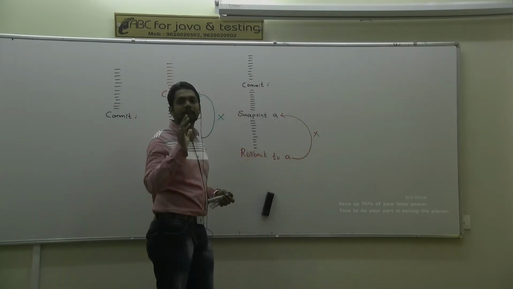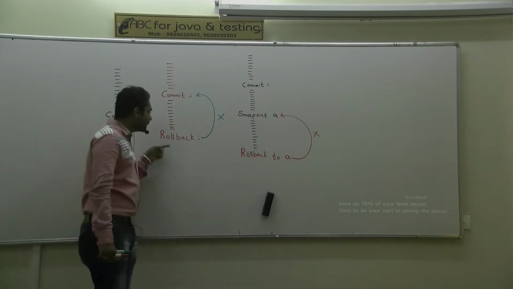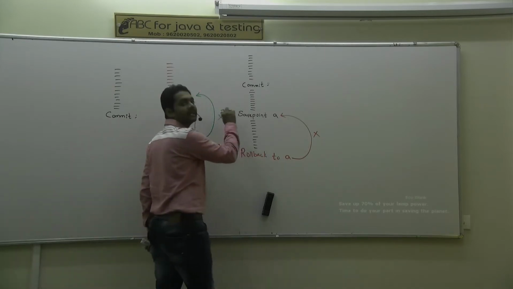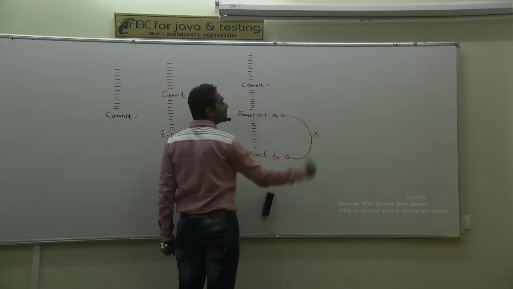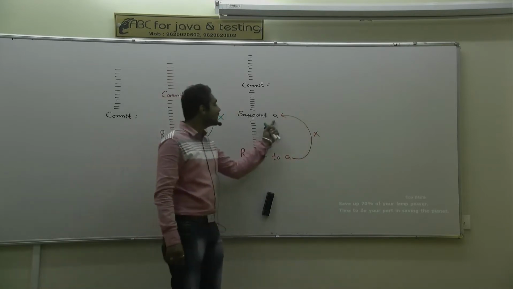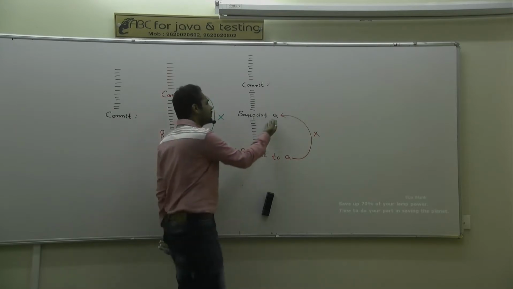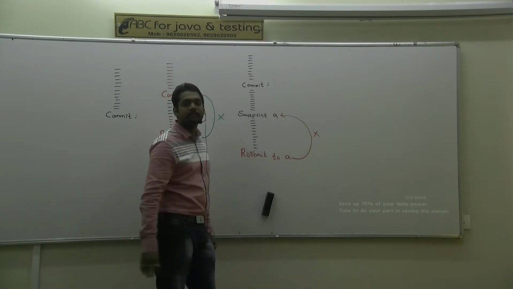I hope I am completely clear. See, commit means save. Rollback means undo changes until the last commit. Save point is something like a marker. Roll back to A means it will roll back until that save point. A is a name given to that marker. Any name you can give: B, C, D, your name, your girlfriend's name, anything you want.